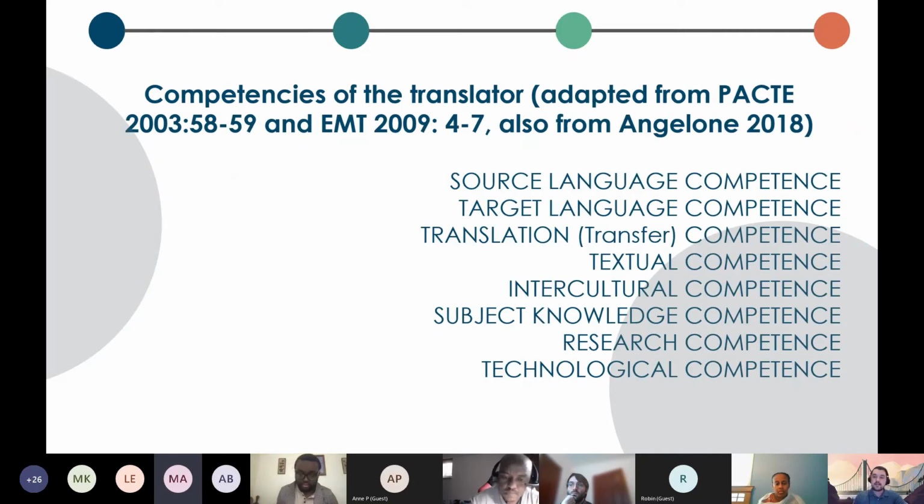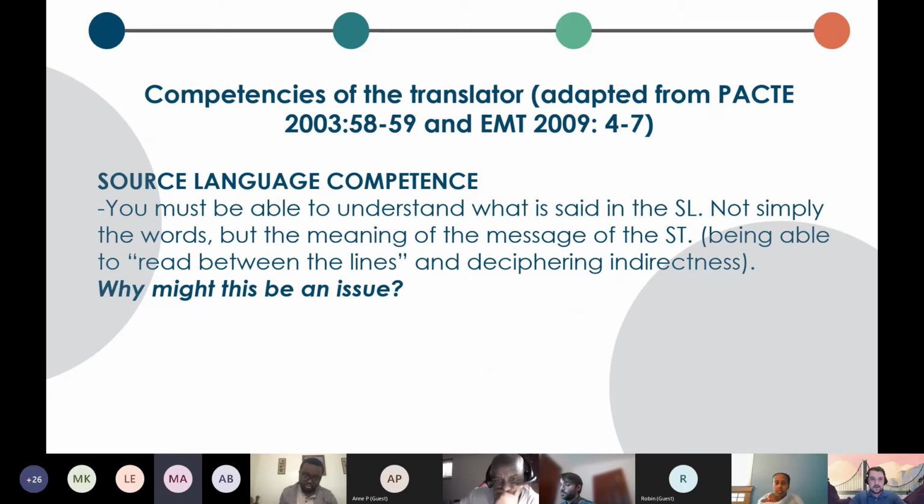So I would first like to start by talking about competencies of the translator. A lot of you already answered these and came up with these exact choices that we're going to explore. So you see I have 8, maybe there's an extra one that can be called 9, and we will talk about them today. So the first one, of course, is source language competence.